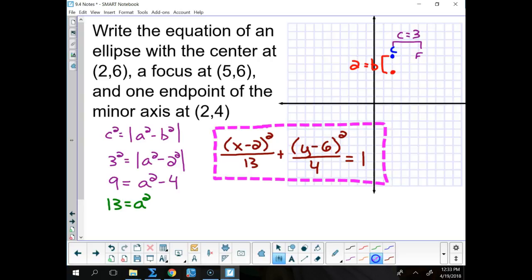Questions on that one? Yes, ma'am. Because b is 2. Okay, so we squared that, so b squared is underneath 1. Yep.